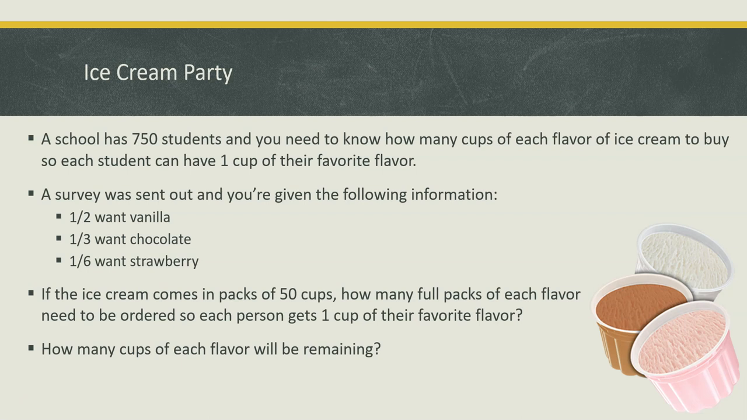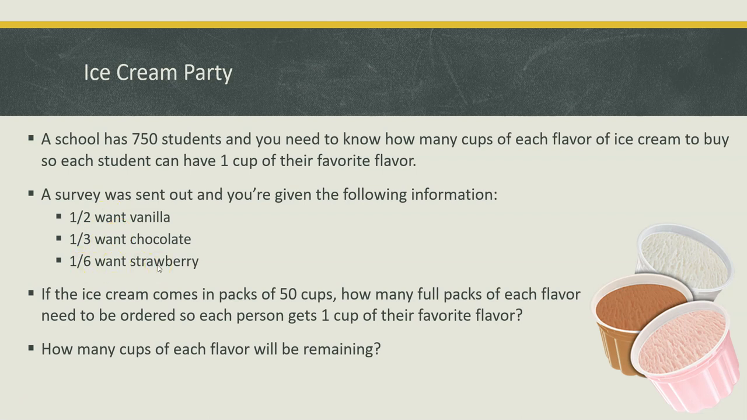It's called Ice Cream Party, and the way it goes is a school has 750 students, and you need to know how many cups of each flavor of ice cream to buy so each student can have 1 cup of their favorite flavor. Apparently they did a survey, but instead of giving you actual counts of these 750 students, they just decided to give you fractions. So what we can tell is that half of them want vanilla, a third want chocolate, and 1/6 want strawberry.